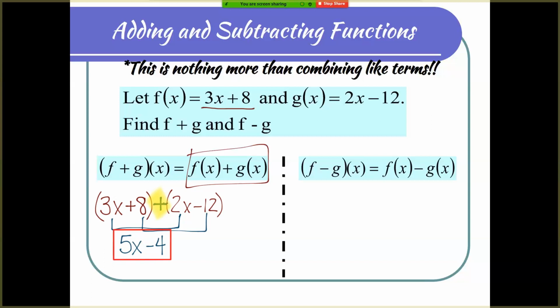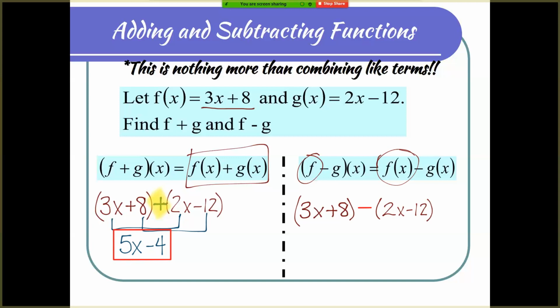The second question here, we're taking f minus g of x. That means take f of x minus g of x. The tricky thing here is whatever comes first has to come first. So I have to write f of x first, so I have to write the 3x plus 8 first. Then my sign is subtraction, and I'm subtracting whatever g of x is, in this case, 2x minus 12.